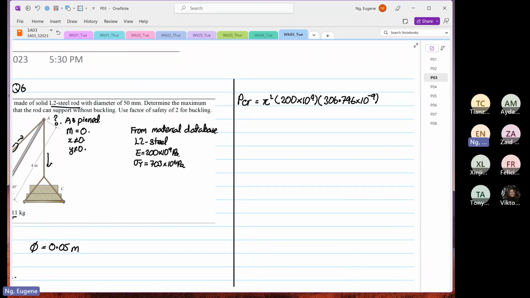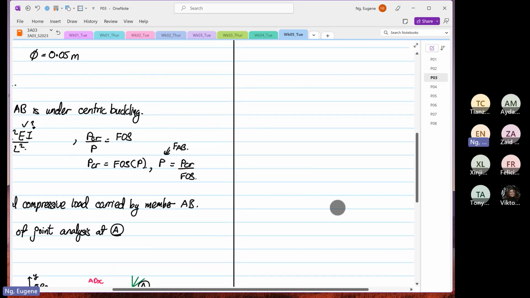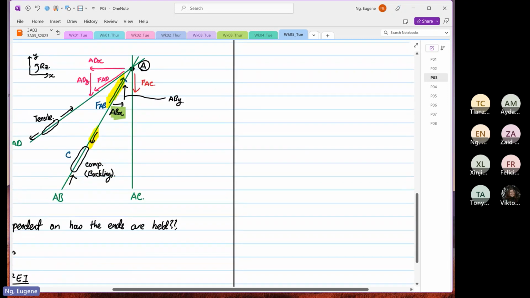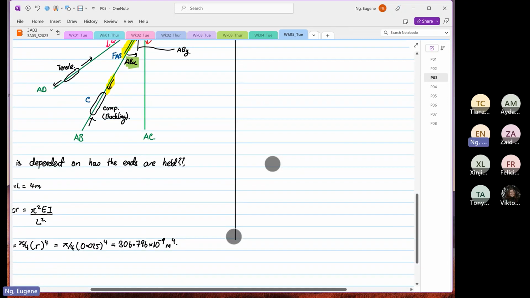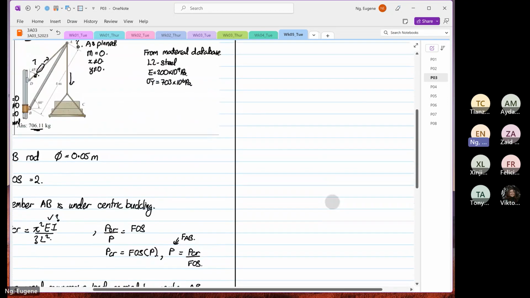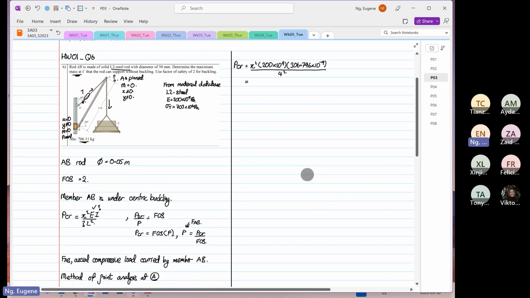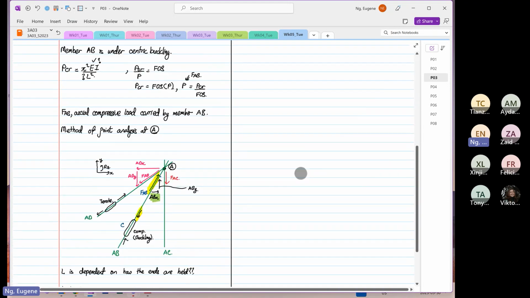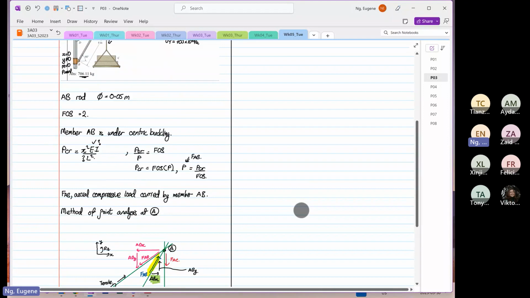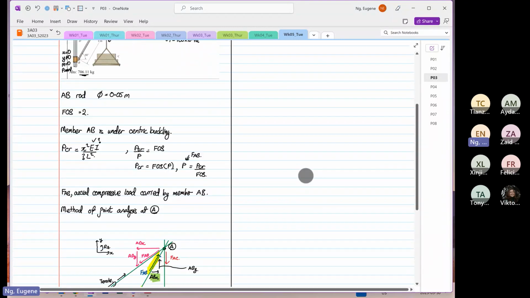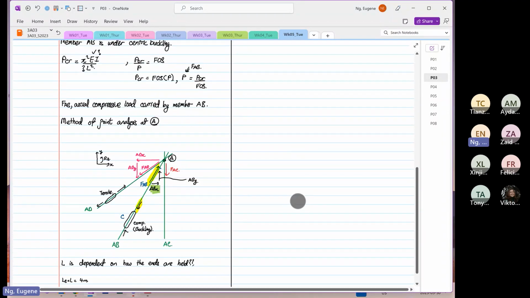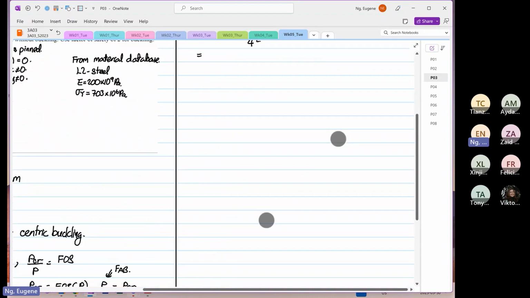times 10 to the power minus 9 divided by L squared. So our L is equal to what? It's equal to 4, and squared. So I will check if I got the formula right. So we have pi squared EI over L squared. Yep, we are good to go.